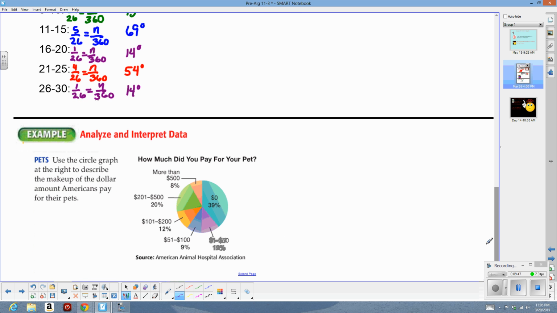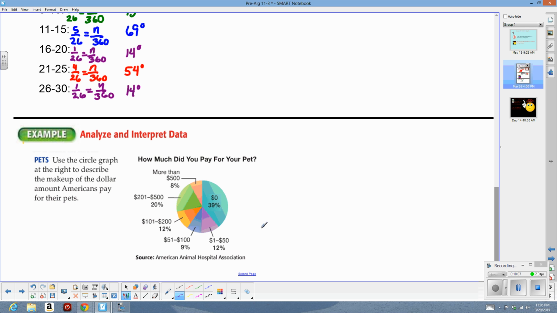The last example is analyzing and interpreting data in a circle graph. It says use the circle graph at the right to describe the makeup of the dollar amount Americans pay for their pets. So in this graph it says how much did you pay for your pet, and there's some different dollar amounts, and then it tells you what percent of the people paid that amount.